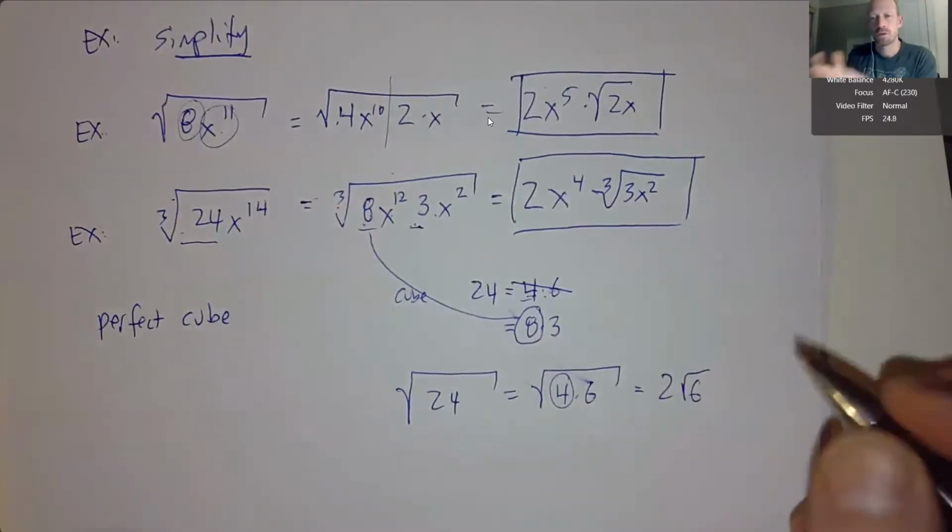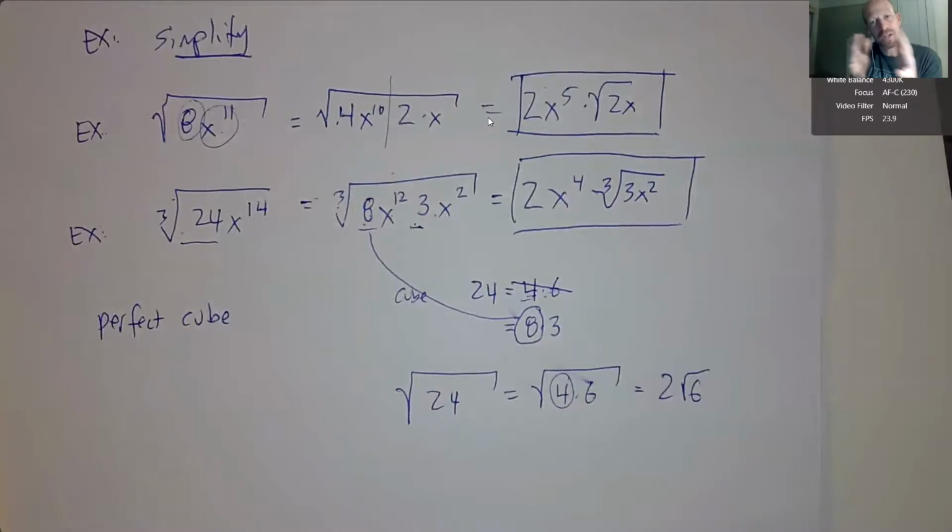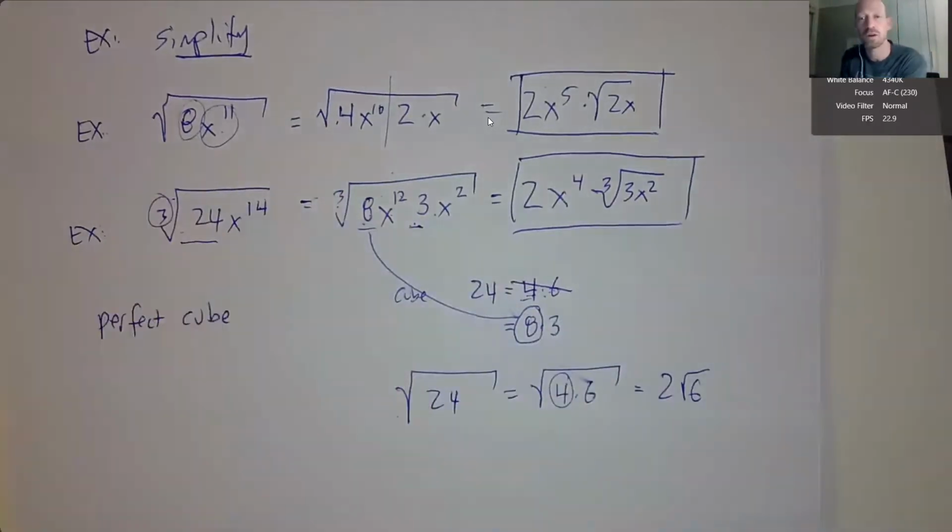Okay, I understand. So it's like some numbers you can split up in different ways, and you're going to do it differently depending on what the index is. So cube roots are similar, but they definitely work differently than square roots.